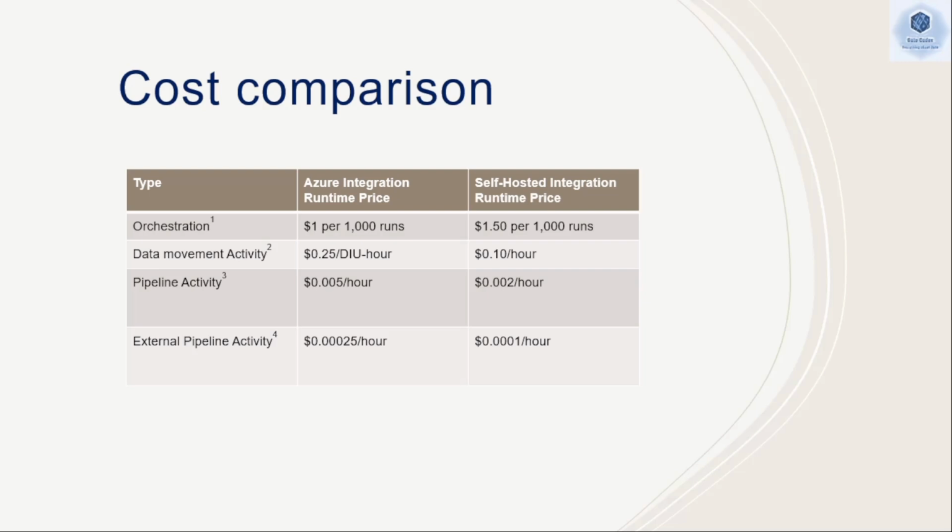There might be certain pipeline activities that use external sources, which can cost up to $0.00025 per hour in Azure Auto Resolve Integration Runtime and $0.001 per hour in the self-hosted integration runtime. You can check the cost comparison from the Azure documentation itself. You can calculate the cost based on these available resources that you are using with your Auto Resolve Integration Runtime or self-hosted IR.